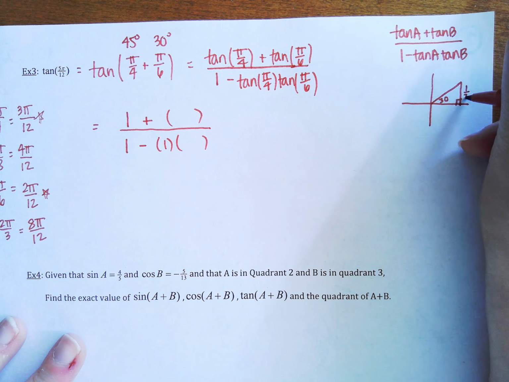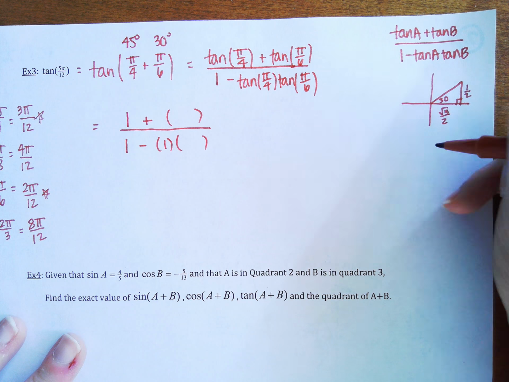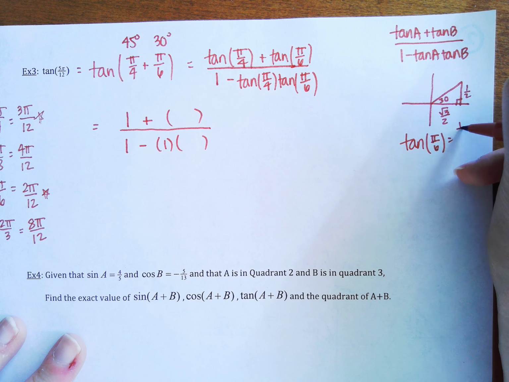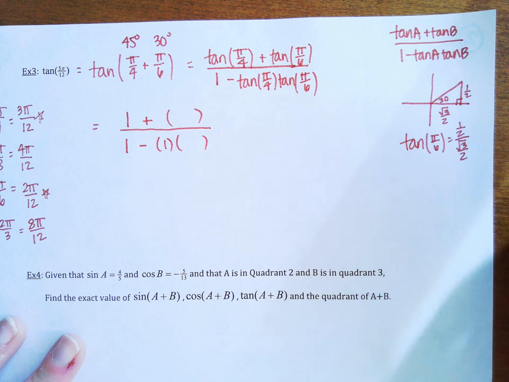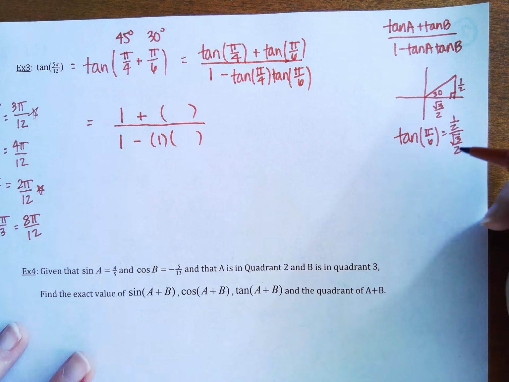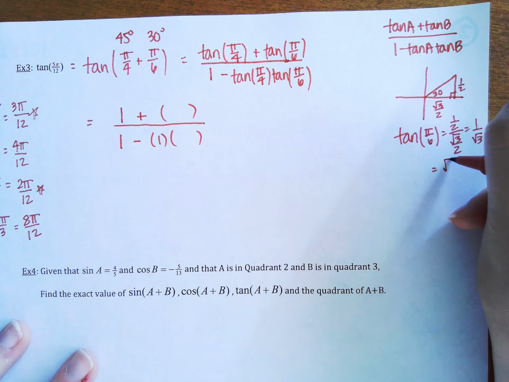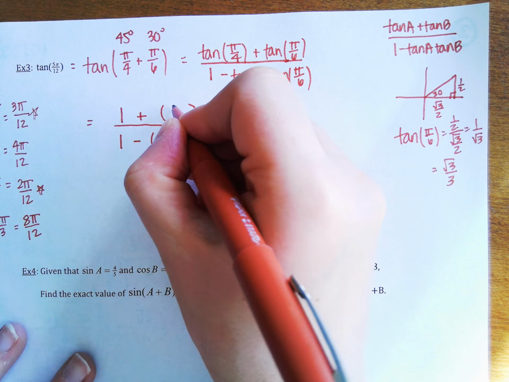So this is 1/2 and root 3 over 2. So my tangent of this 30 degrees, which is pi over 6, is going to be 1/2 over root 3 over 2. When I multiply by the reciprocal, I'll have 1 over root 3, which, remember, when we rationalize, will be root 3 over 3. Ew, that's ugly.